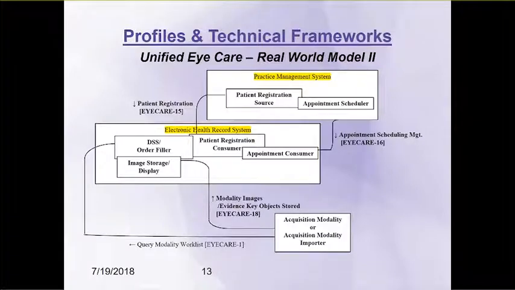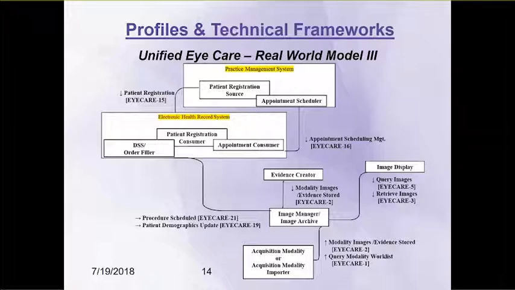And then finally, we have Real World Model 3. Real World Model 3 recognizes that not every EHR system out there has DICOM or imaging capabilities, so we didn't want to leave them out. We still need a workflow that accommodates systems with that level of capability. So we have a practice management system that, again, is pretty much the same, but the roles of an electronic health record system have changed a little bit.